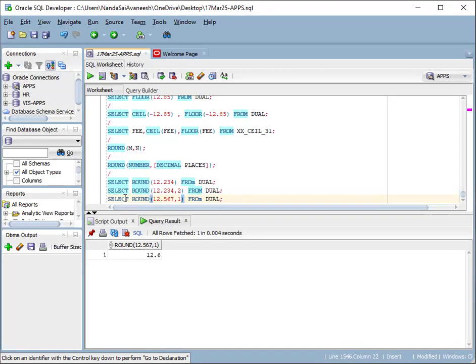Suppose you are considering 2 digits, then this becomes 5, 6. After that, the next digit is more than 5, so 1 is added to this 6, so that it becomes 12.57 here. Okay, so I will use the round function one more time here.